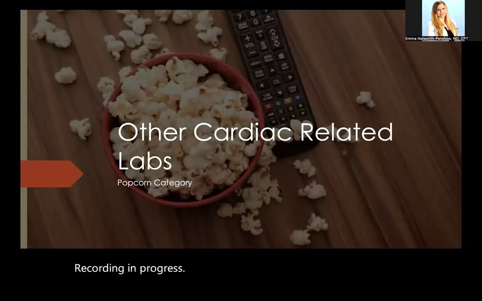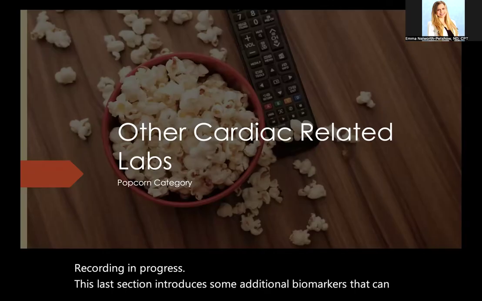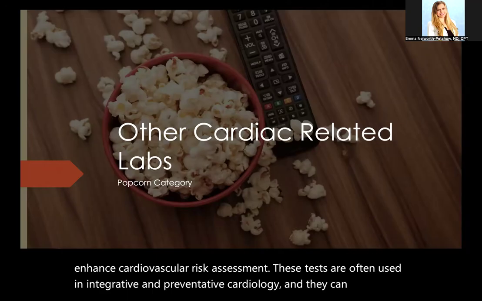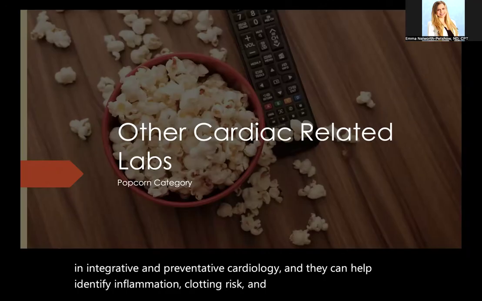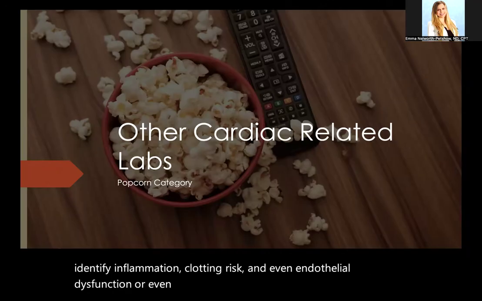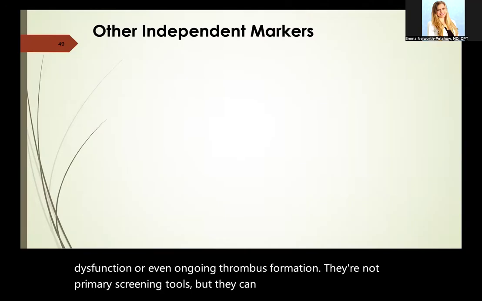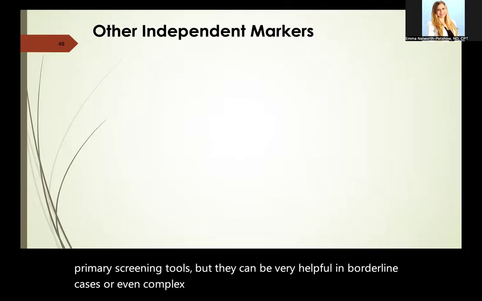This last section introduces some additional biomarkers that can enhance cardiovascular risk assessment. These tests are often used in integrative and preventative cardiology, and they can help identify inflammation, clotting risk, and even endothelial dysfunction or even ongoing thrombus formation. They're not primary screening tools, but they can be very helpful in borderline cases or even complex cardiometabolic patients.